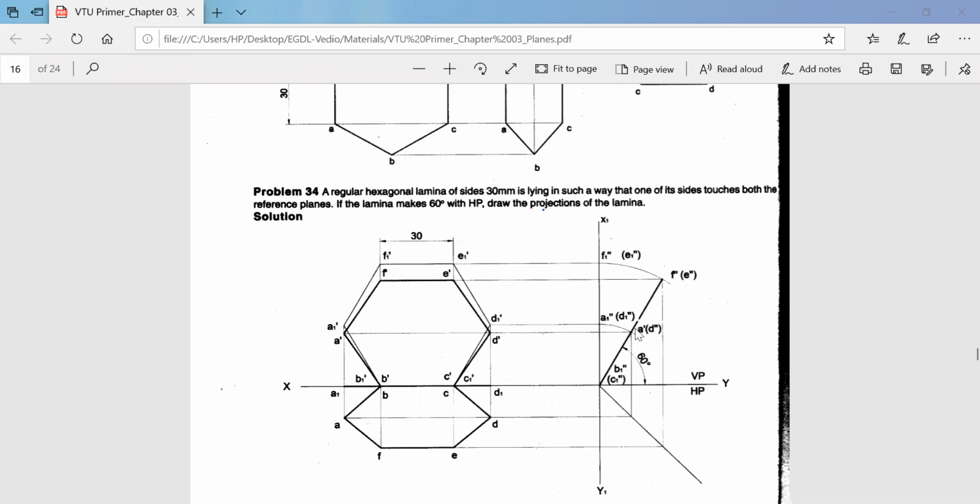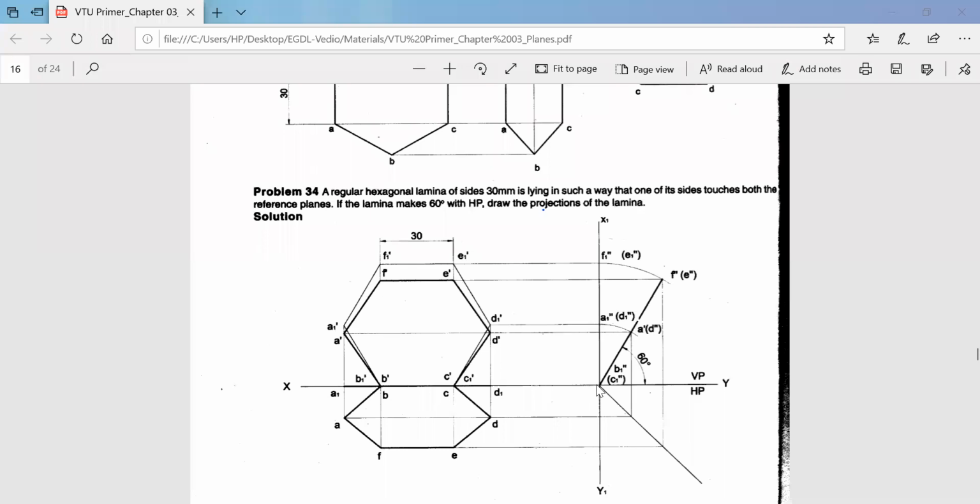So you have A double dash here. A double dash is meeting with A dash over here. So this will be our point A. And D double dash is meeting with the locus of D dash here. So this will be our point D. And we have F double dash meeting with the locus of F dash here. So this will be our point F. E double dash is meeting with the locus of E dash over here. So this will be our point E.